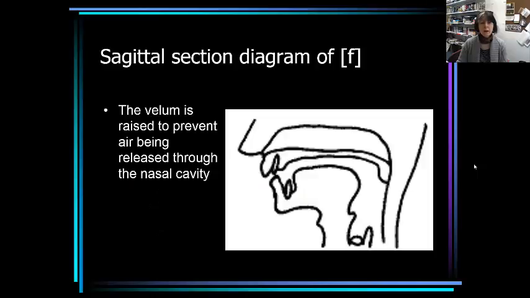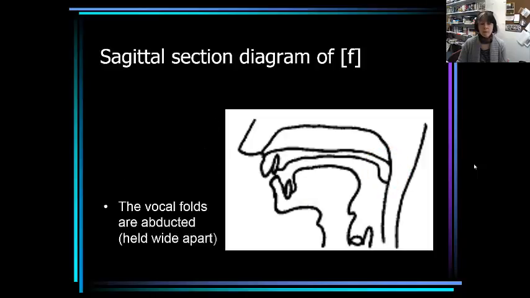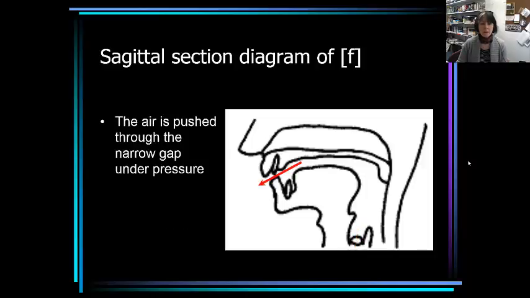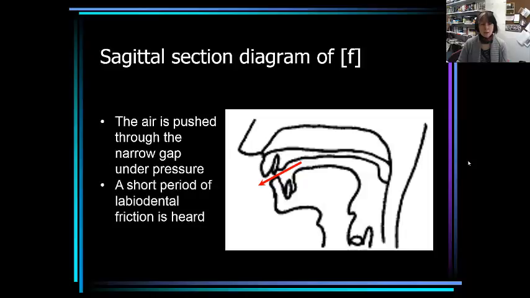The velum is raised to prevent air being released through the nasal cavity, we can see that there. And the vocal folds are abducted, which means they are held wide apart, and we can see that here, as I said, indicated with a circle to show that they are open. Pulmonic egressive lung air passes through the open vocal folds into the oral cavity, and then the air is pushed through the narrow gap under pressure, and that's when we get the air turbulence. So what we hear is a short period of labiodental friction.